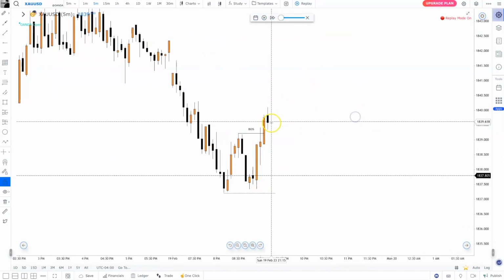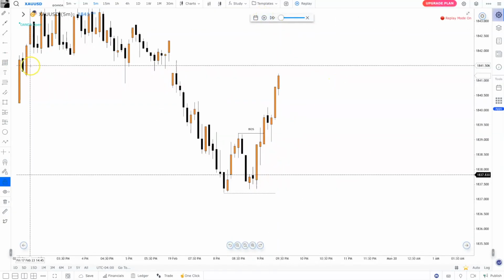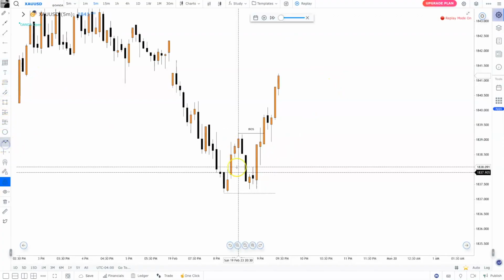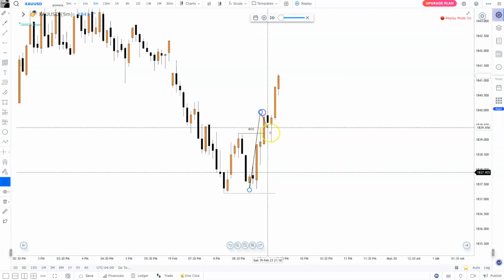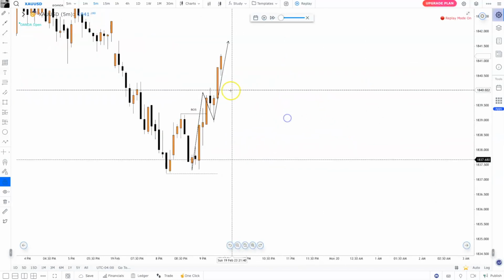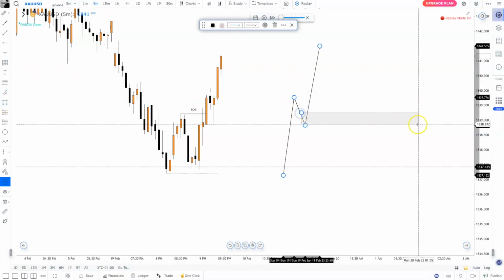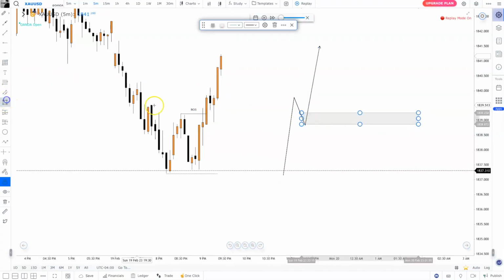Right, after that break of the structure, let's see what it's doing so far. Look at that, the market actually moves up very strong, right? Very aggressive move, minor correction, aggressive move. So far this is what we have, okay? At the moment, we have a POI, which in this case would be here.